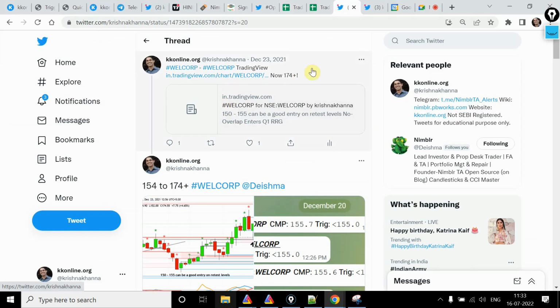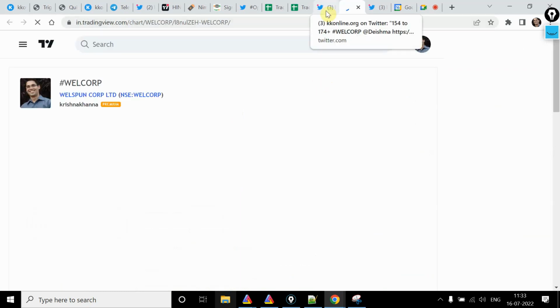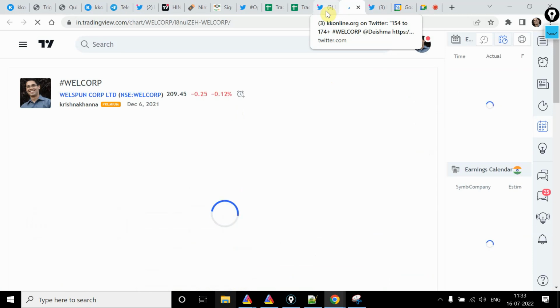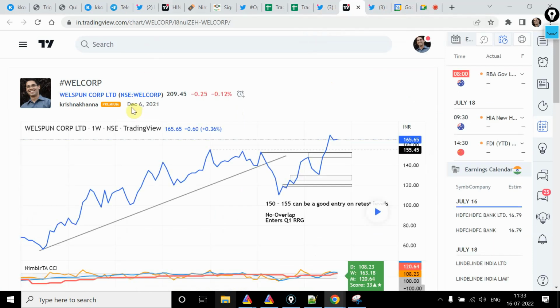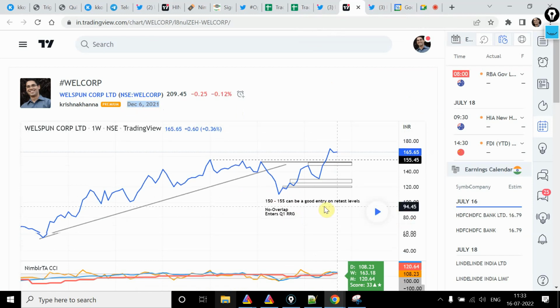So this was Wellcop. I had done my analysis over here. At that moment, when I did my analysis, it was 174. However, I wanted a retest entry, or an entry at a lower price. So I wanted to track it, right? This is of 6th of December 2021. The stock was at 165. However, based on my understanding of the concept and technical analysis, I wanted an entry at 150 to 155.